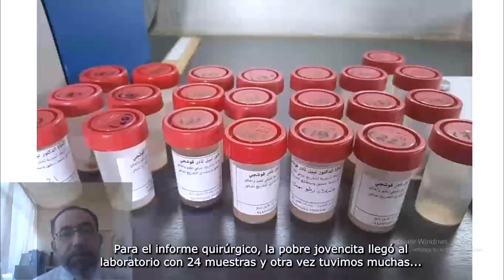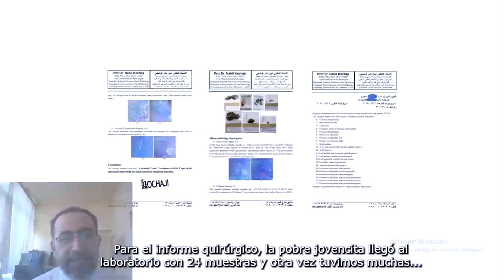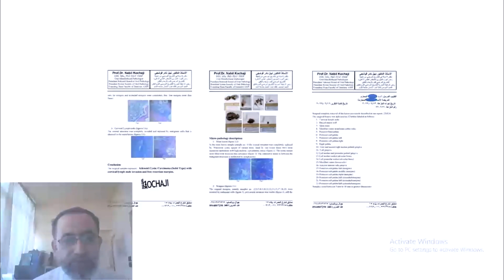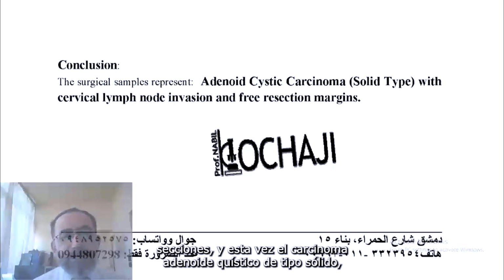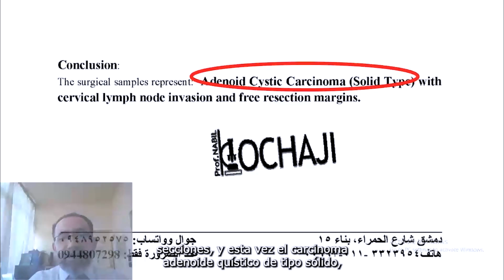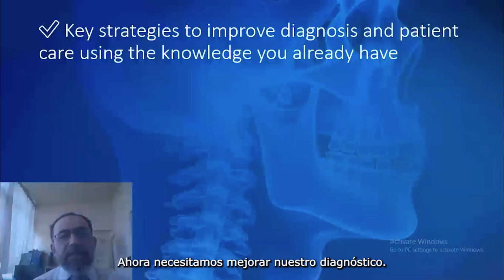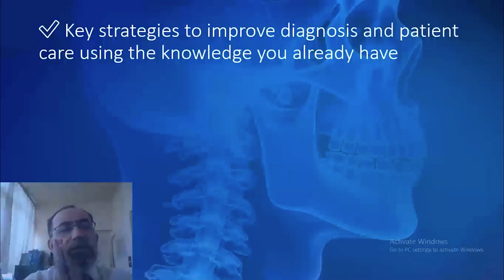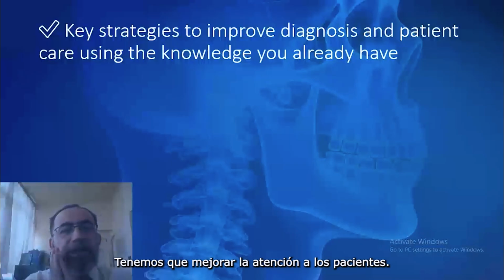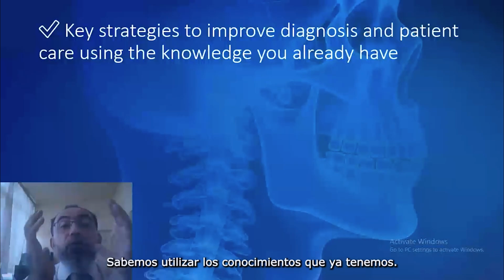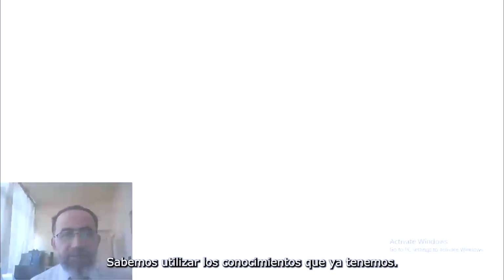Surgical report, and the poor young lady came to the lab as 24 samples. And again, we have plenty of sections, and this time the adenoid cystic carcinoma solid type has no cervical lymph node invasion and free resection margins. Now, we need to improve our diagnosis. We need to improve the patient care. We need to use the knowledge that we already have.